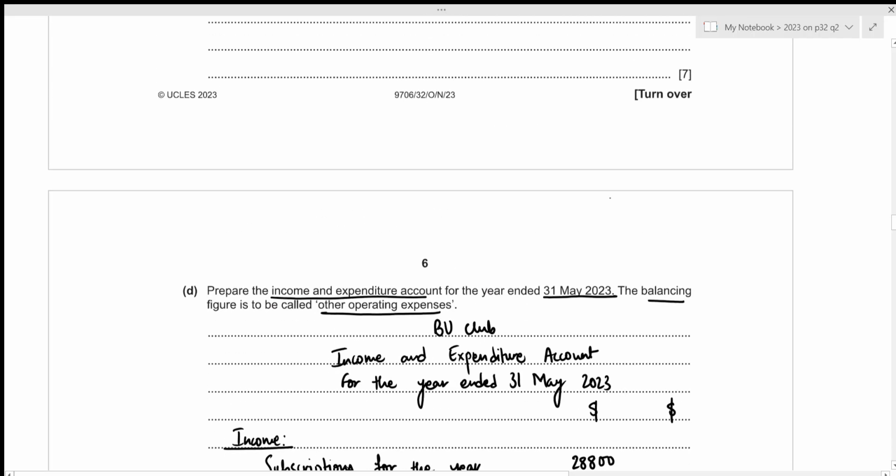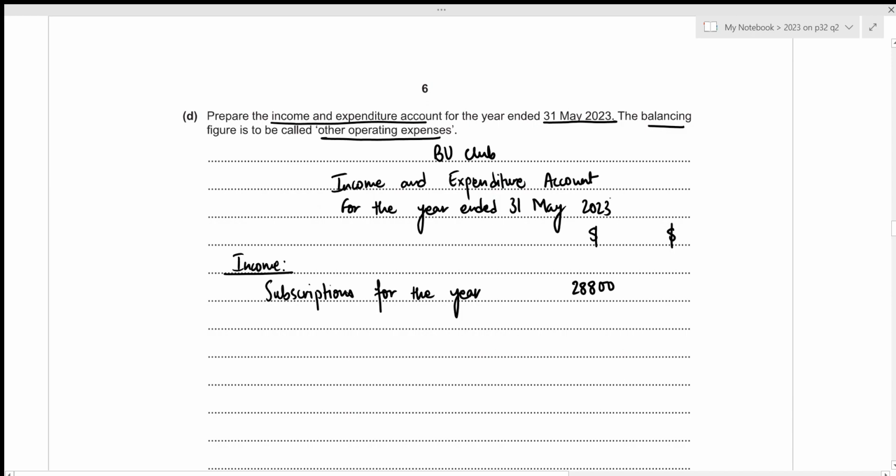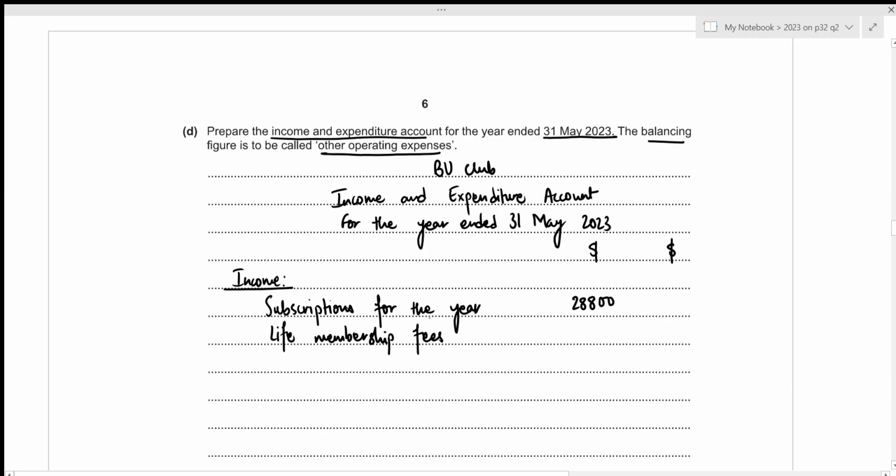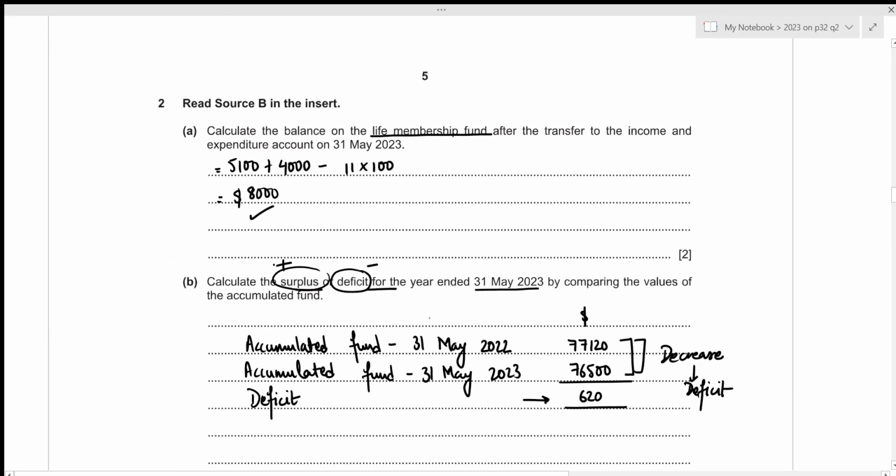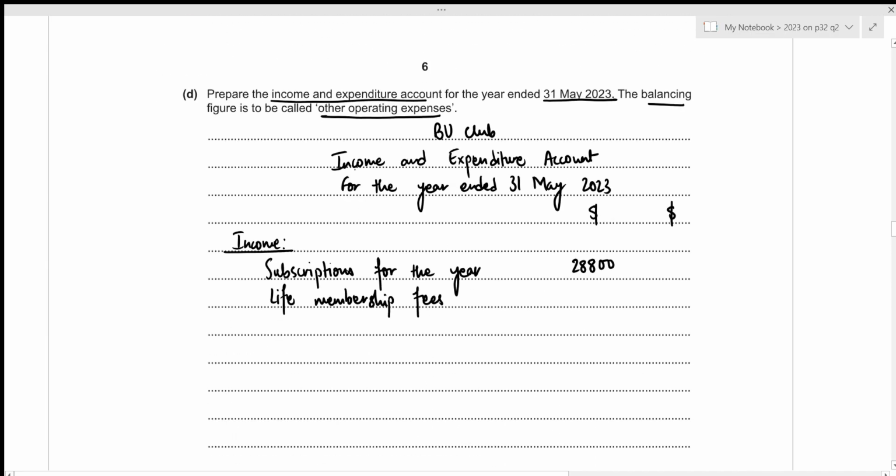28,800. Okay. Then we also have to include the life membership fees, because we need to transfer 100 for each member from our life membership fund to the income and expenditure account each year. And we've already calculated that for this year, we need to transfer 100 for 11 members. So that's going to be 1100. Then there's also the profit from tournaments.